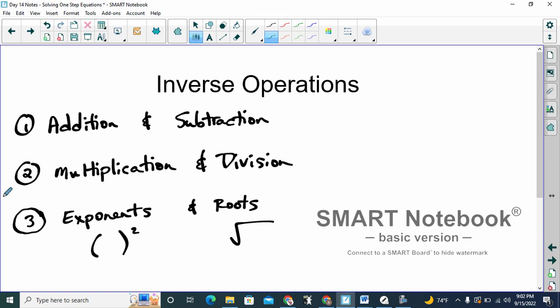The two that we will be dealing with a lot are the top two. We won't be worrying about exponents and roots too much yet. But you should know addition and subtraction, multiplication and division. Those are a couple examples of inverse operations.